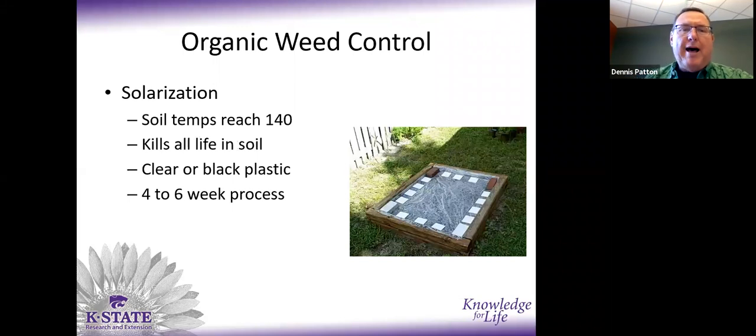Another organic weed control option is solarization. So basically what you're doing is covering the area of your soil garden with plastic, clear or black. You need the temperature to heat up to at least 140 plus degrees. I've got here a 4 to 6 week process. Well, that 4 to 6 is probably during July and August. That 4 to 6 weeks is not going to be during January, February, March, or April. It's got to get that internal temperature of that soil probably 6 to 8 inches deep, heated up to that 140 plus degrees to sterilize it.